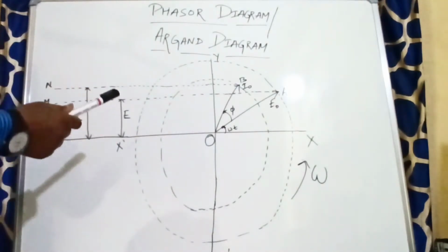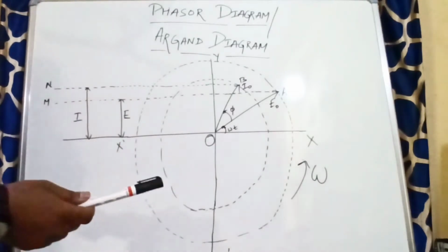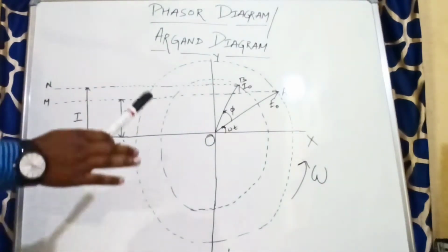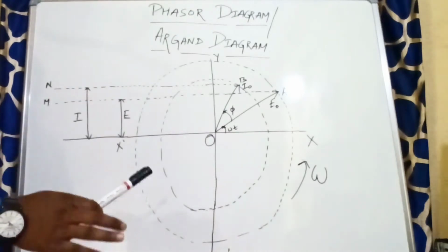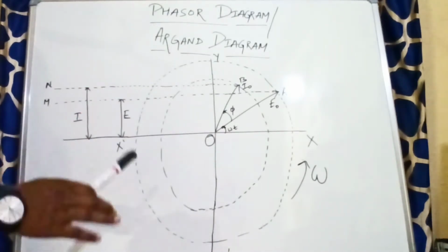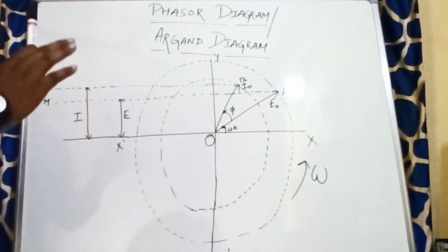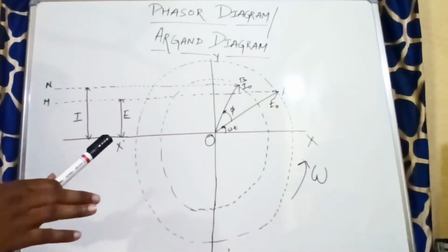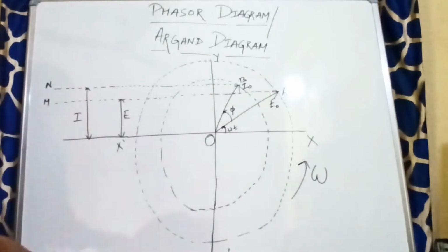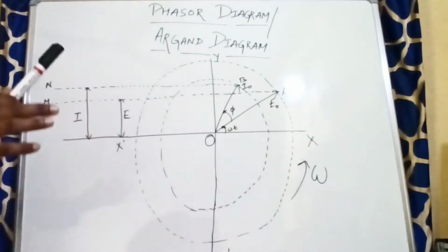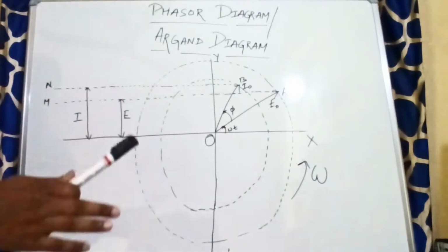Now what do you mean by Phasor diagram? What is the definition of Phasor diagram? Phasor diagram means a diagram that represents alternating current and voltage of the same frequency as rotating vectors, along with the proper phase angle between them. So this is the definition of this Phasor diagram.